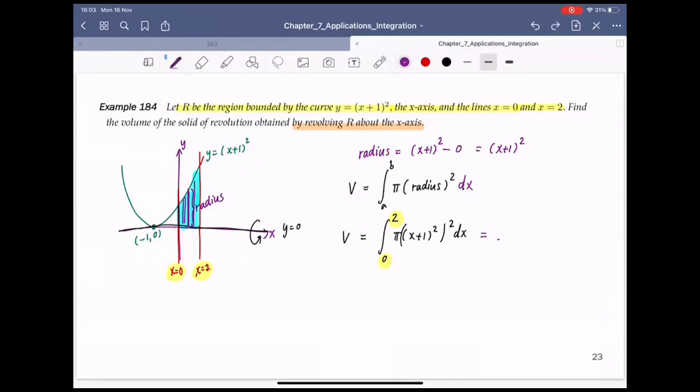Good. Let's integrate that. It's not that hard, I think. The integral from 0 to 2 of pi times (x plus 1) to the 4th power dx is pi times the integral of (x plus 1) to the fourth power dx, x from 0 to 2. That means you get pi times (x plus 1) to the fifth power over 5, x from 0 to 2.